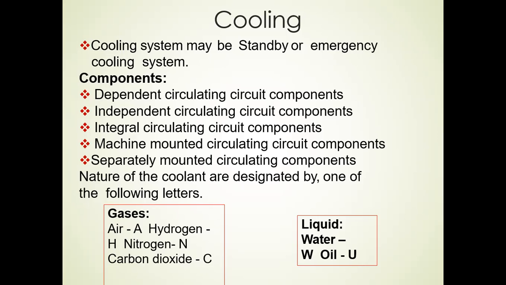So the nature of the coolant is designated by one of the following letters. Gases like air, hydrogen, nitrogen, and carbon dioxide are denoted as A, H, N, C respectively. And liquids such as water and oil are denoted as W and U respectively. For all other coolants, the nature of the gas or liquid should be stated in full description. When all the coolants are air, it is permissible to omit the letters stating the nature of the coolants.